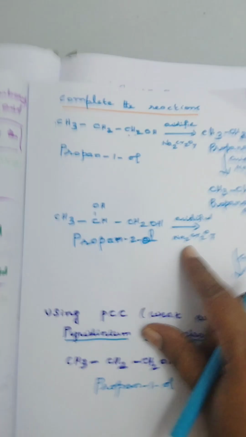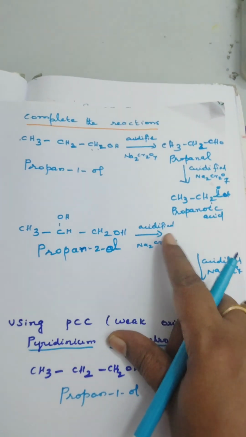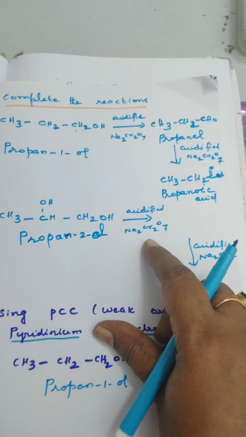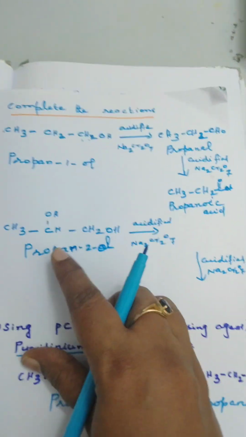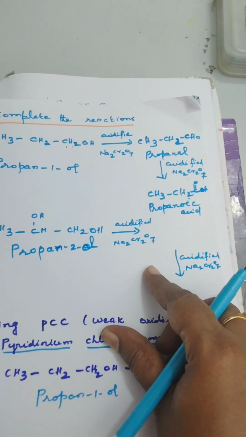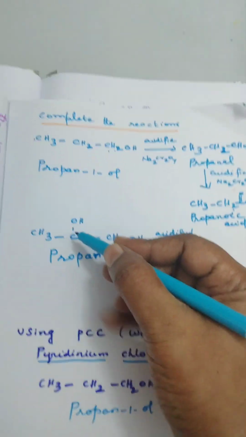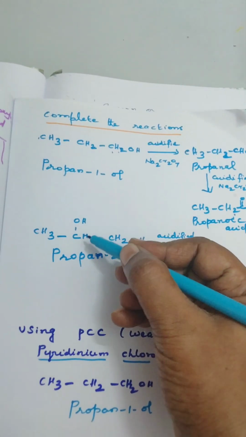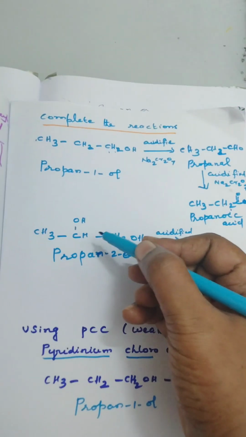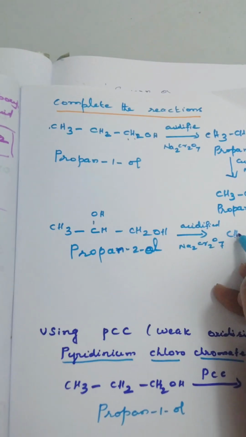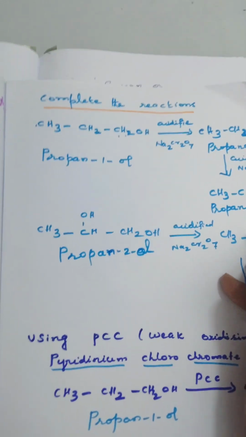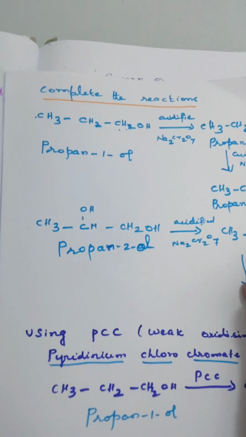Then this one undergoes oxidation with acidified sodium dichromate. You know that secondary alcohol on first step of oxidation gives the ketone. How is the ketone formed? Oxidation is removal of hydrogen. 1 hydrogen from here, 1 hydrogen from here. So H2 is removed. So what is the product? CH3, C double bond O, CH3.